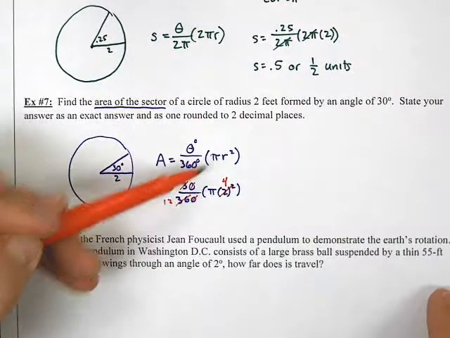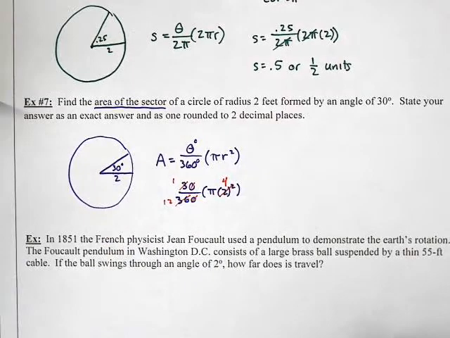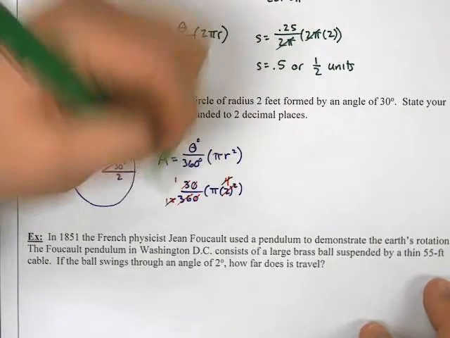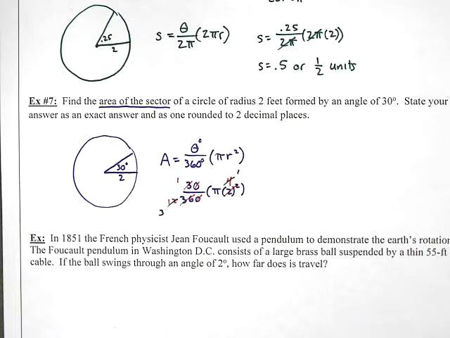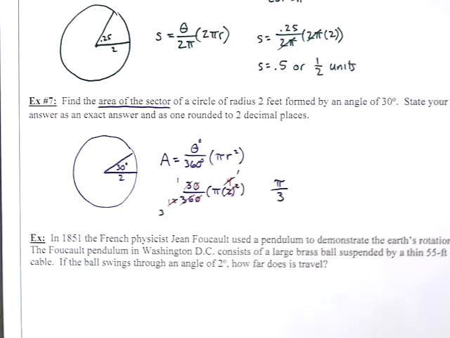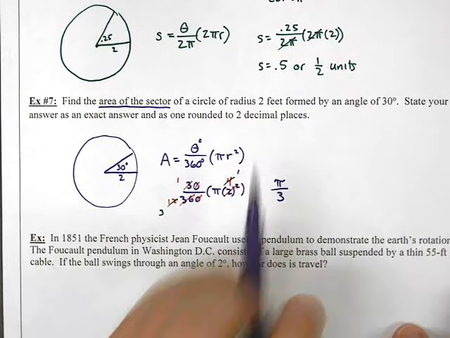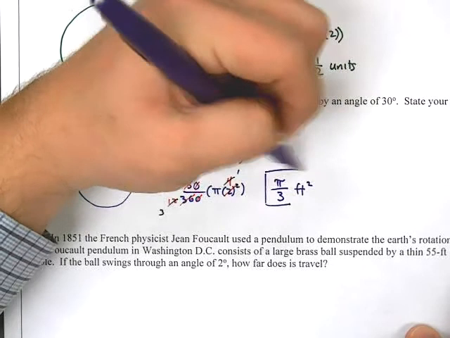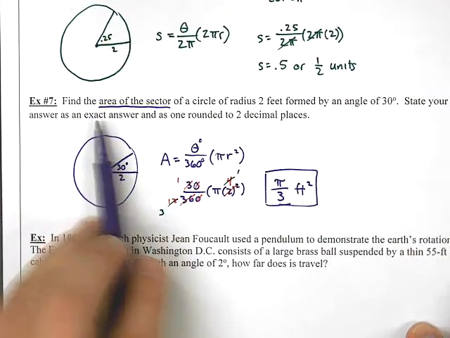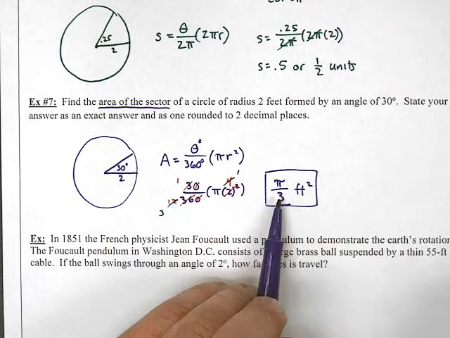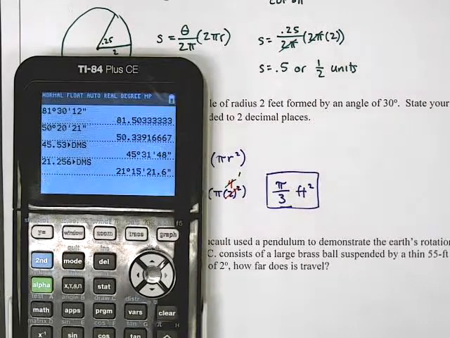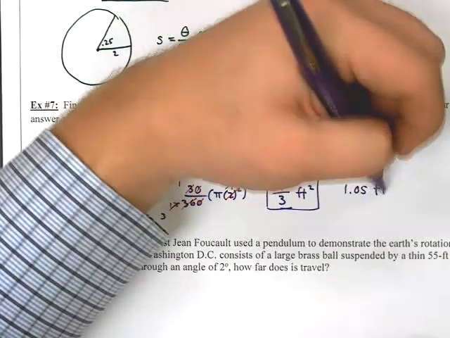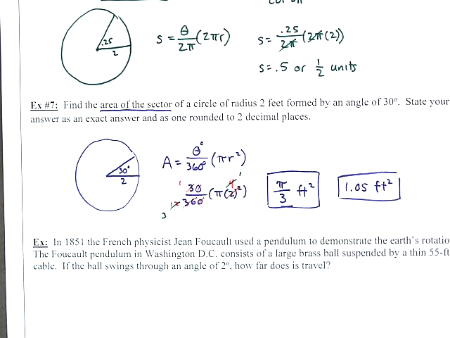So what do we have here, guys? We actually have 4 pi over 12. Okay, 4 pi over 12. And I can clean that up even more, because what can I do with the 4 and the 12? Goes to 1 and 3. All right, so this is just pi over 3. We do have feet this time as a unit, so we know that this is pi over 3 feet squared. Please also note, it asked you for the exact answer and as an answer rounded to 2 decimal places. This is exact, pi over 3. To get the rounded, we type in pi, we divide by 3, we get 1.05. 1.05 feet squared. All right, let's keep going.